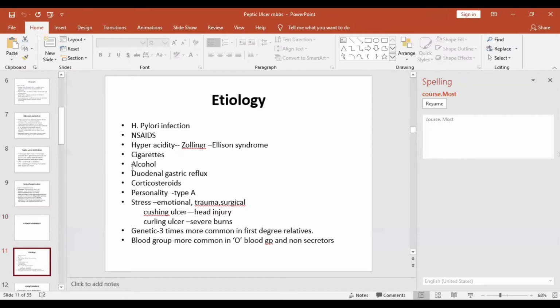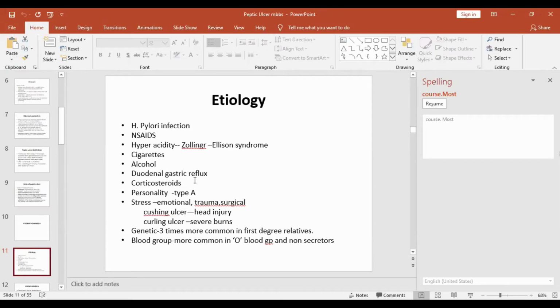Cigarette smoking, alcohol, I told you, alcohol neutralizes surfactants. Cigarette, I'll tell you, causes increased secretion as well as decreased protective response. Then duodenogastric reflux. I told you gastroesophageal reflux in cases of Barrett's esophagus, GERD. Here it is duodenogastric reflux, means duodenal content coming to the gastric lumen. So this is a duodenogastric reflux.